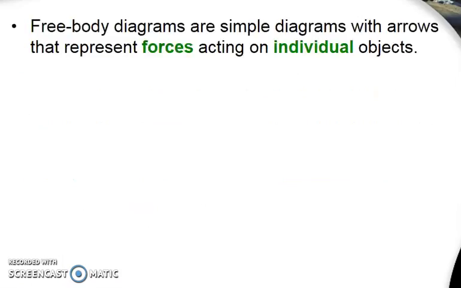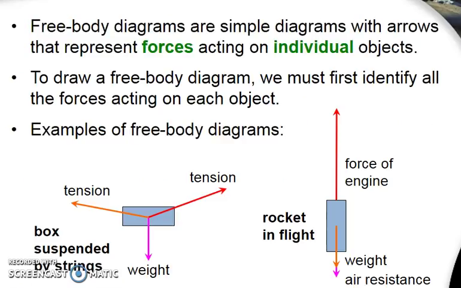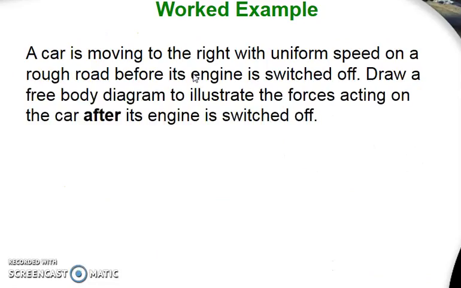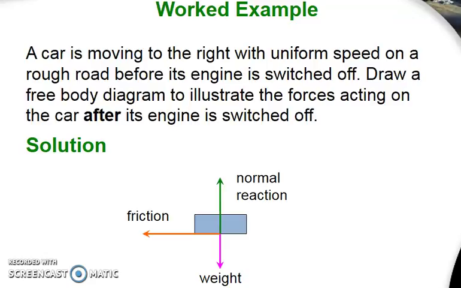Next thing we're going to talk about is the free body diagram. How do we actually draw a free body diagram? These are basically individual objects where forces are drawn on them. We've got an example: a car is moving to the right with uniform speed on a rough road before the engine is switched off. How do we draw a free body diagram?